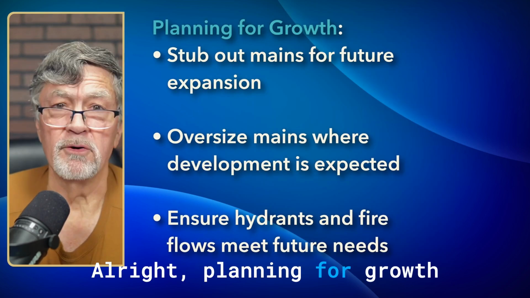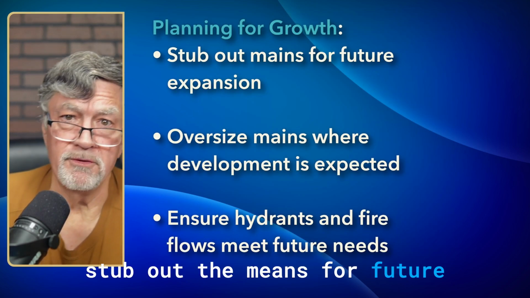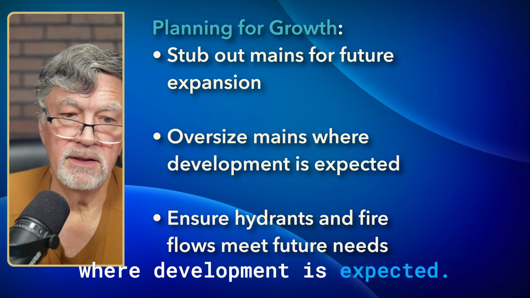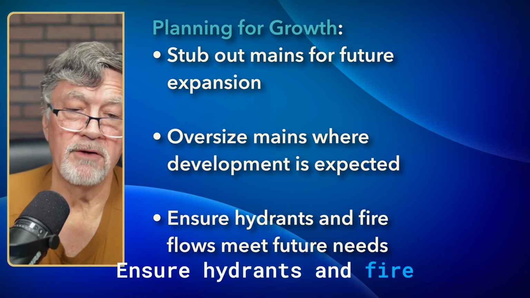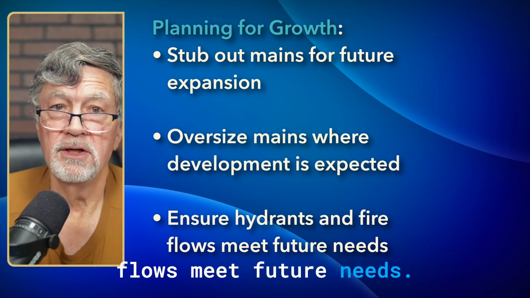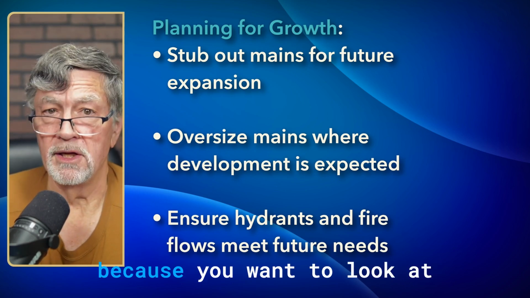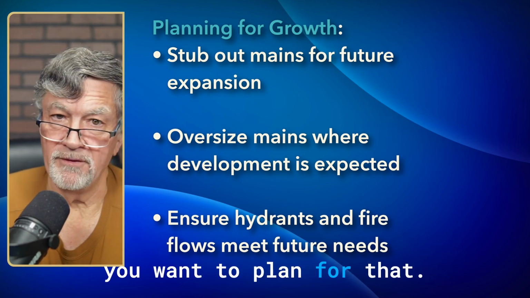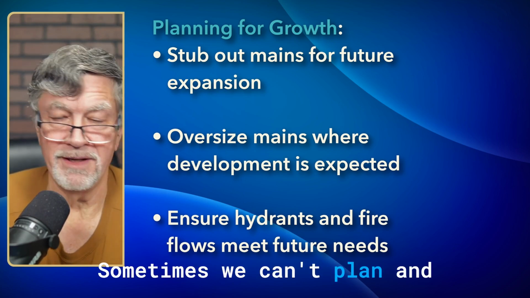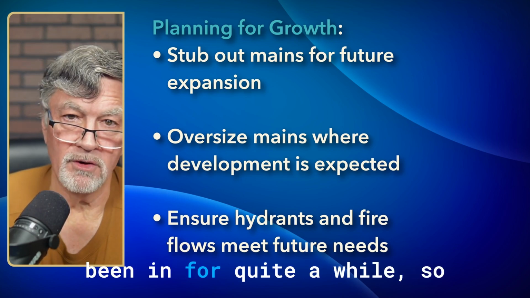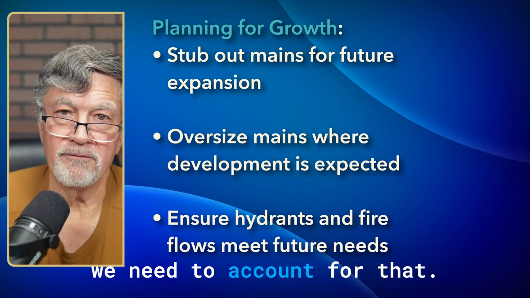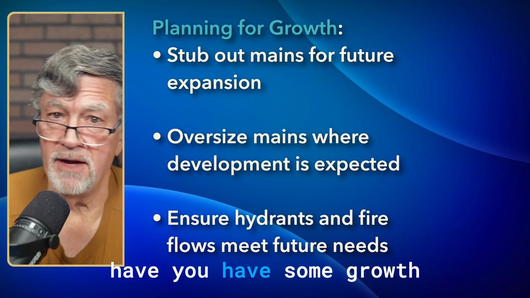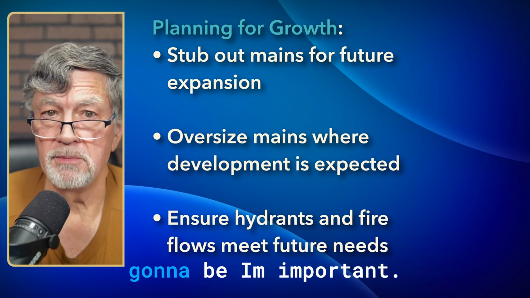All right, planning for growth. Stub out the mains for future expansion. Oversize mains where development is expected, and ensure hydrants and fire flows meet future needs. This is going to be important, because you want to look at where your development is and plan for that. Sometimes we can't plan, and sometimes these lines have been in for quite a while, so we need to account for that. But where you can, try to plan for future expansion. You have some growth areas, and that's going to be important.